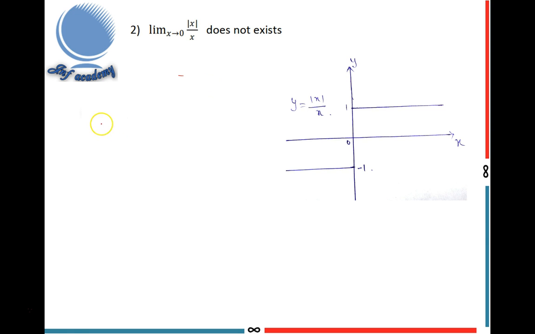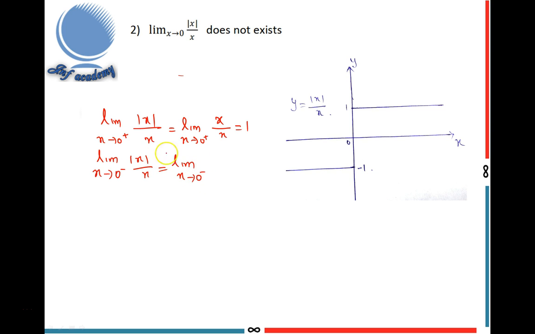That means the limit as x tends to 0 plus of modulus x by x equals the limit as x tends to 0 plus of x by x, which is equal to 1. But now take the left hand limit: the limit as x tends to 0 minus of modulus x by x equals the limit of minus x by x, which equals minus 1. Here these two values are not equal. The left hand limit is not equal to the right hand limit. In this case the limit does not exist.